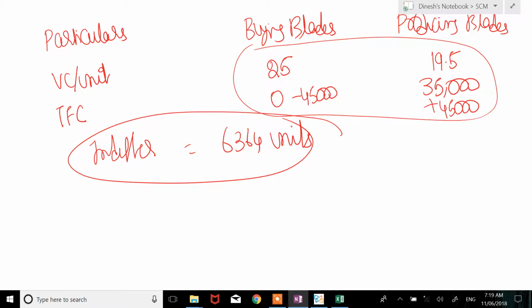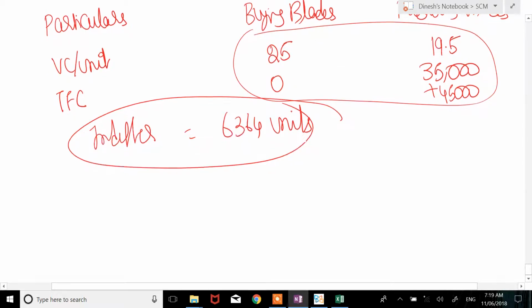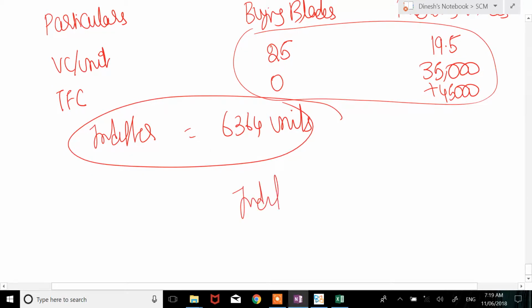So if I add 45,000, it will become 80,000 minus 0. If I deduct 45,000, it will become 35,000 minus of minus 45, which is indirectly 35 plus 45. So do the same table again. Recreate the table and make it 80,000 in the producing blade side. Make it 80,000 for producing blades.